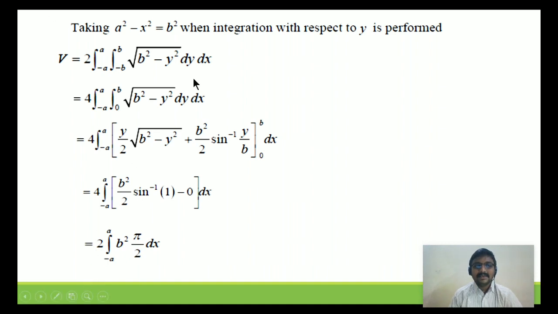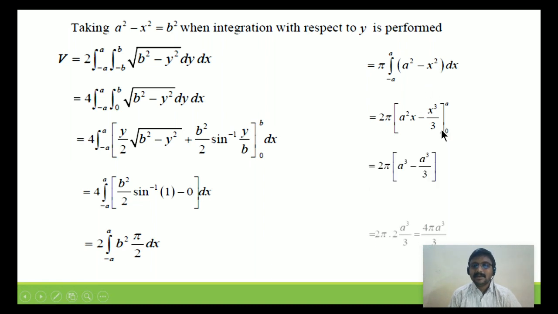But what is b square here? B square is not constant here. B square is a square minus x square. Just replace it with a square minus x square. But what is the integration of a square with respect to x? A square x, because a square is constant and can be taken out, and the integration of 1 with respect to x is x, and the integration of x square is x cube by 3.